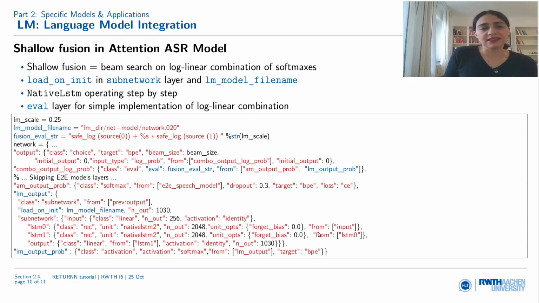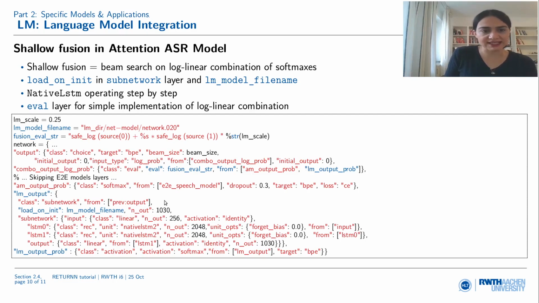So, given a trained language model, we want to do shallow fusion in an attention ASR model, as shown here. To do so, we need to do it via the subnetwork layer. Here we define our language model in the subnetwork, and then we load language model parameters using load on init to specify the path to the language model checkpoint.